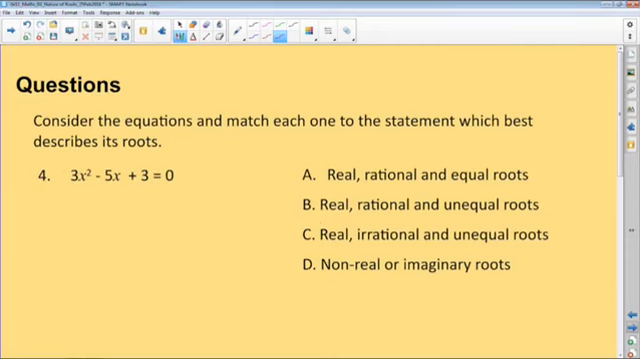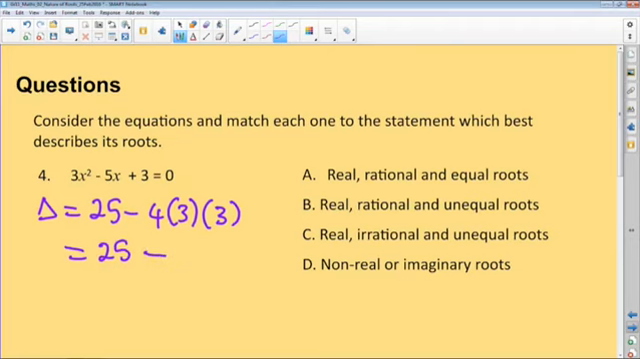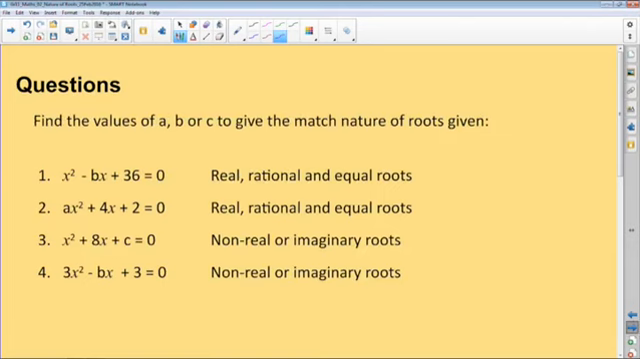Okay, now the next problem, you've got 3x squared minus 5x plus 3. So your discriminant will be b squared, that's minus 5 times minus 5, that's 25, minus 4 times a is 3, and then c is 3. We get 25 minus 36, and that's negative 11, right? So our discriminant is negative 11, so we get a negative square root, so it means that we have non-real or imaginary roots, so that is your D. And well done to all of you who've got all of this correct.